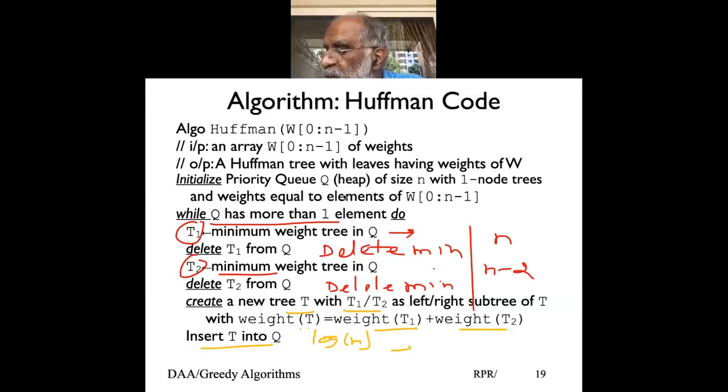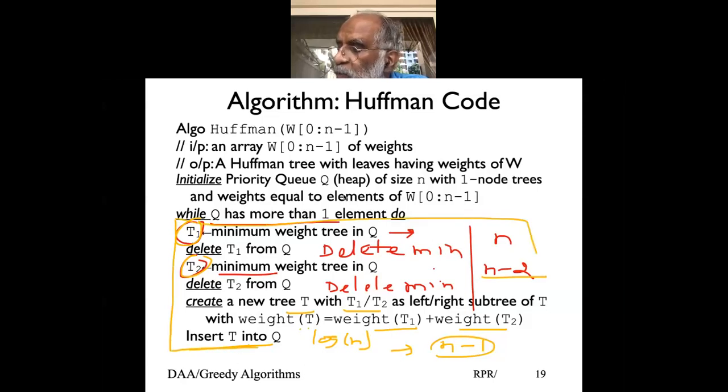And that means at this point in time, my tree size is n minus 1. I remove these two nodes, size became n minus 2. I insert one node, size became n minus 1. So in one iteration, the size of Q has gone from n to n minus 1.